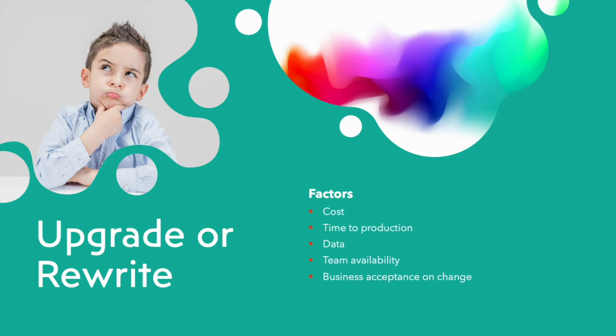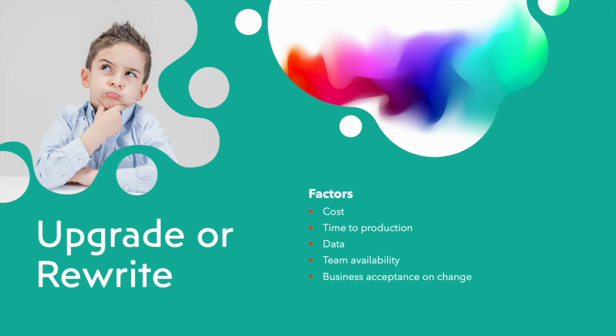So that is where team availability matters, and also the business acceptance of the change. Once we rewrite, the application will change drastically, like the UI will change, and with the process improvement, those things will change too. So we need business acceptance as well, and business has to include change management and other things. These are the factors which will help you decide between upgrade or rewrite. But again, the most important is the cost.